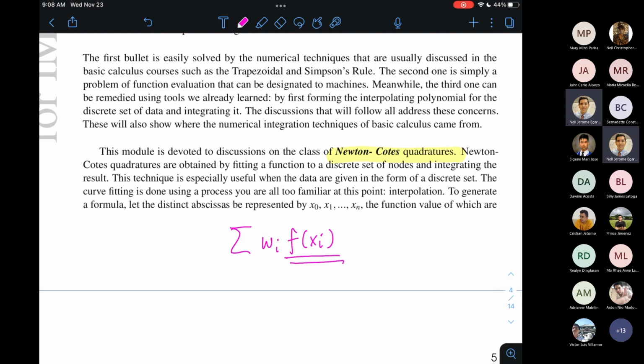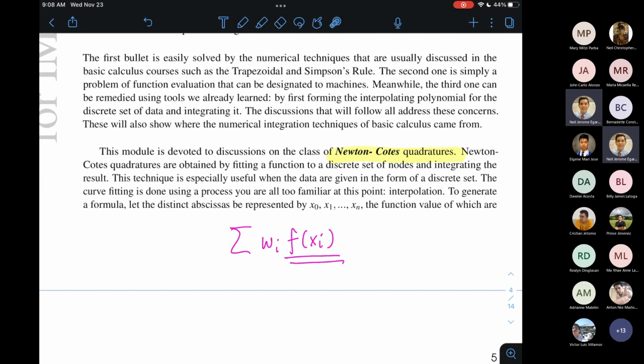Kasi gagawin ito kapag given ka ng halimbawa distinct function values or a set of function values, kunin mo lang yung interpolating polynomial and you integrate the interpolating polynomial. And basically, there you have it. Yun na yung Newton-Cotes quadrature, end of module. Kasi ganun lang talaga siya kasimple.